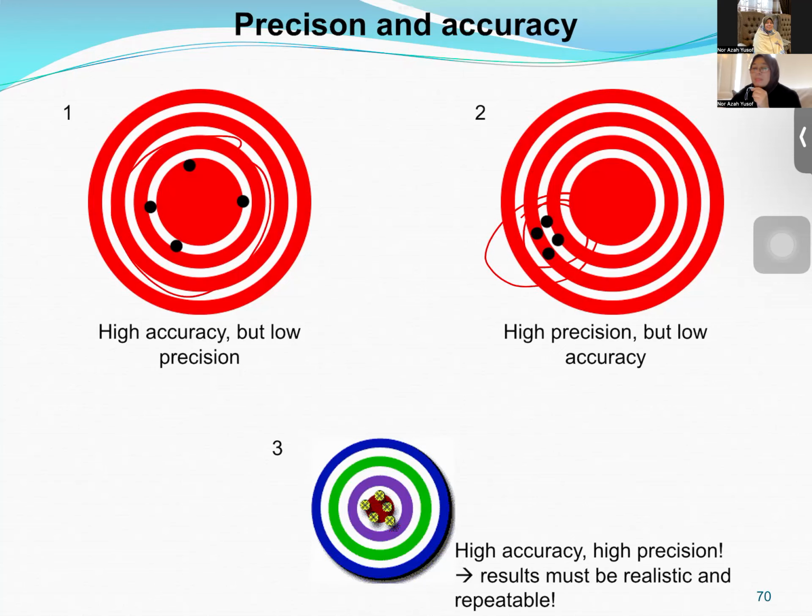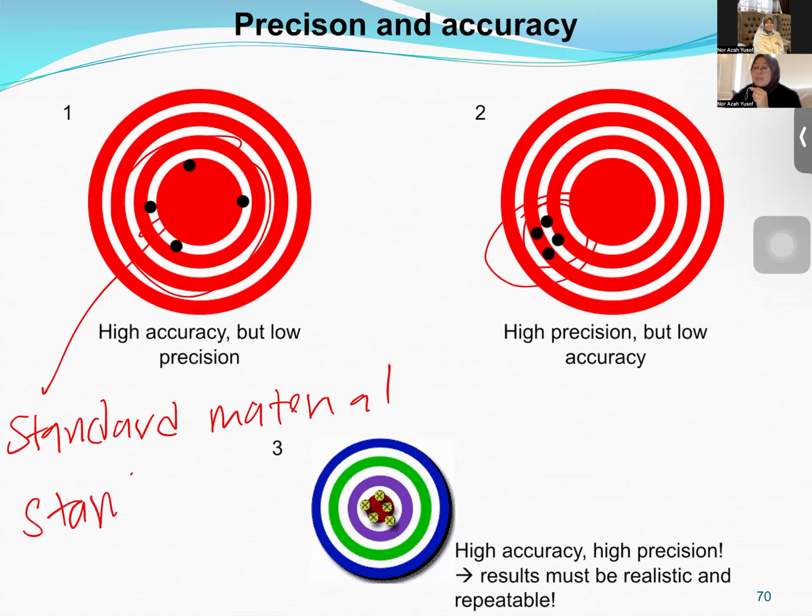So accuracy. I mean, everybody should know this, that this is the standard material, for example, or the standard value, or the true value. We learn it in the t-test. So it is how close the data that we analyze is to the standard material value, or standard value, or true value, or certified value. So this is accuracy.